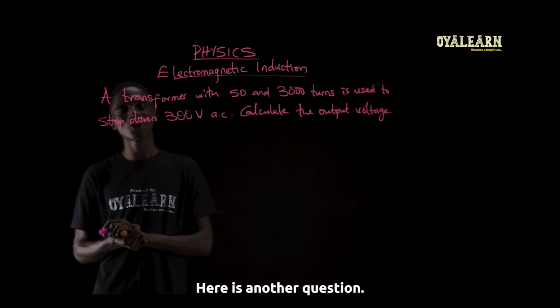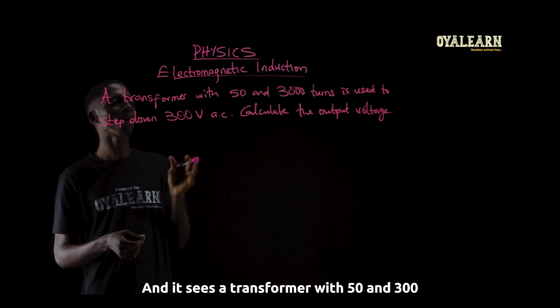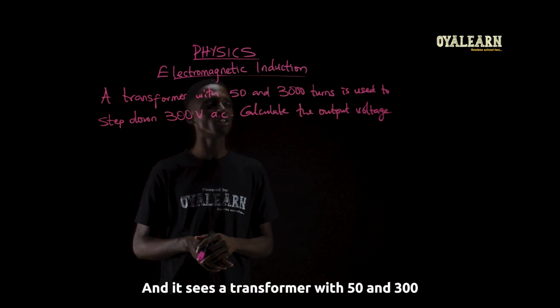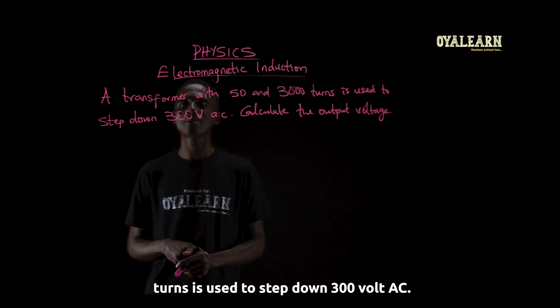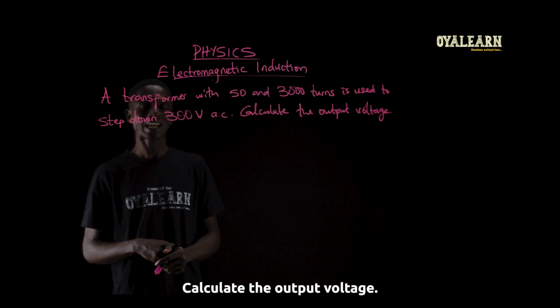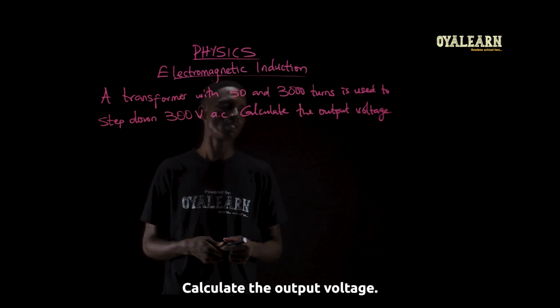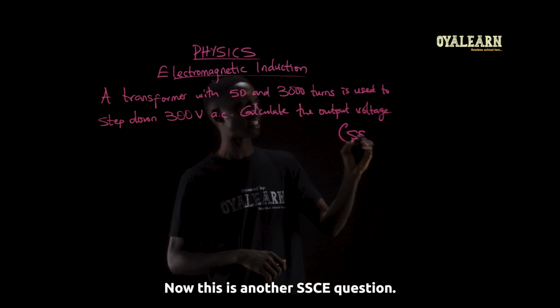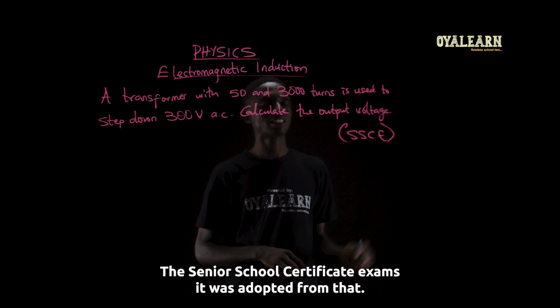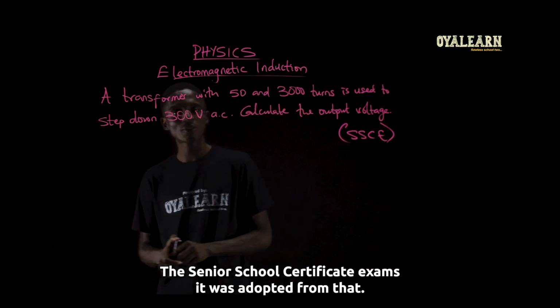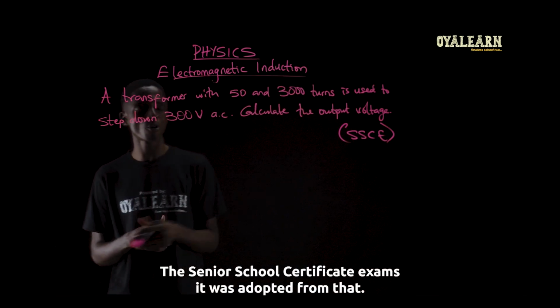Here's another question, and it says a transformer with 50 turns and 300 turns is used to step down 300 volts AC. Calculate the output voltage. Now this is another SSC question, the senior school certificate exam. So it was adapted from that.